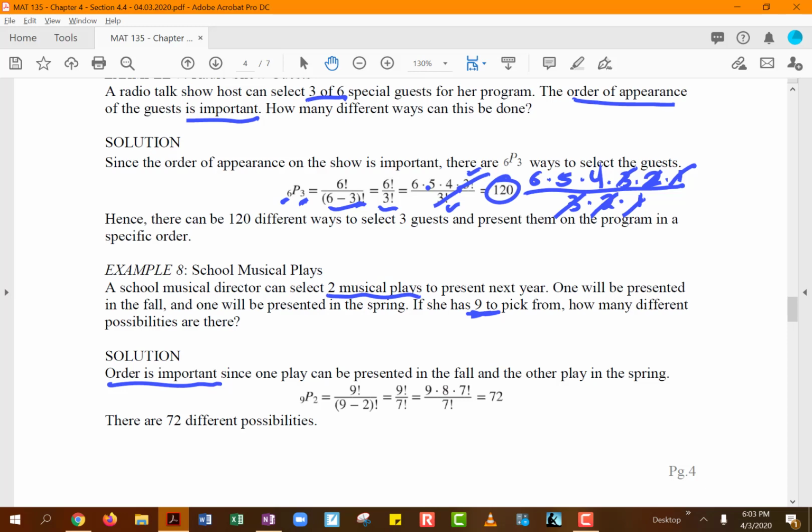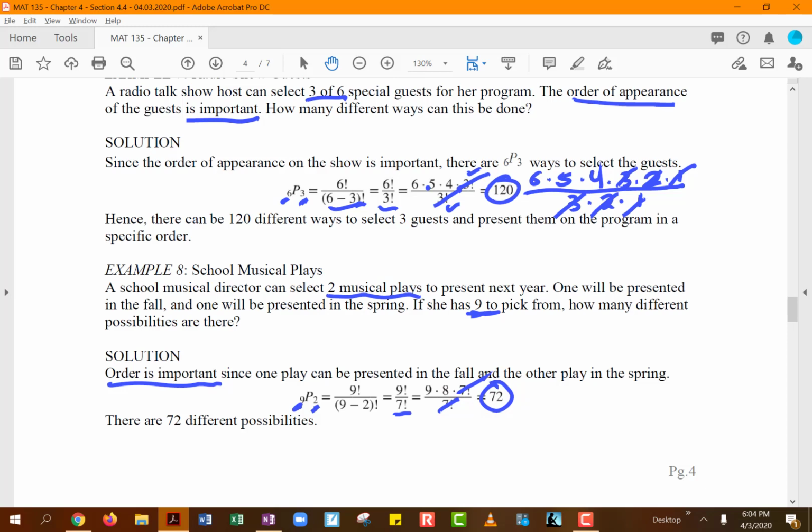So that's 9 factorial divided by 9 minus 2 factorial, or basically 9 factorial divided by 7 factorial. You break it down as 9 times 8 times 7, and you can just stop at 7 factorial, and then we're dividing by 7 factorial again. So these two 7 factorials cancel each other out, and you're just doing 9 times 8, which means there are 72 different possibilities on how she can choose which play she wants to put up in the fall and which one she wants to do in the spring. Okay, so that's still a lot of options to choose from.